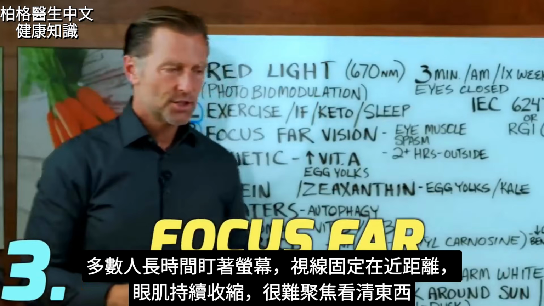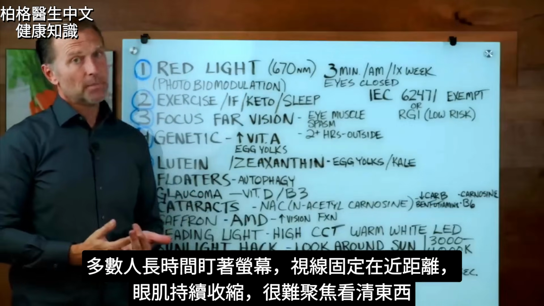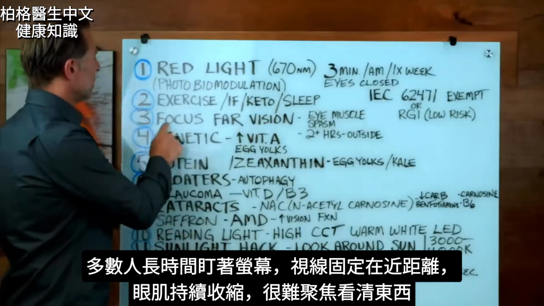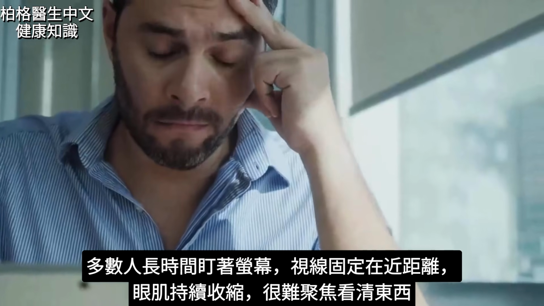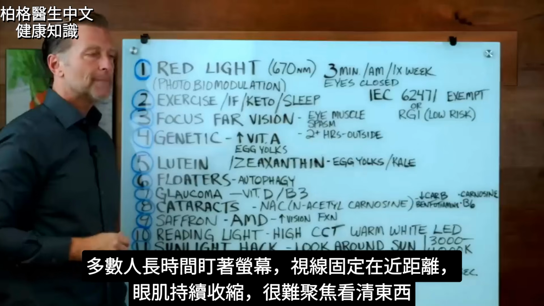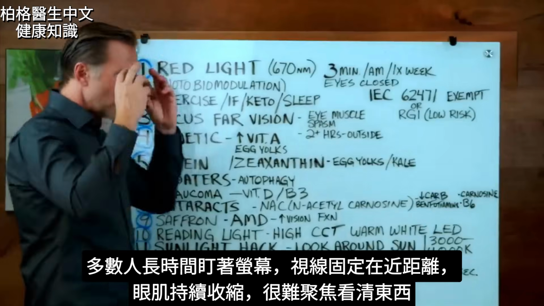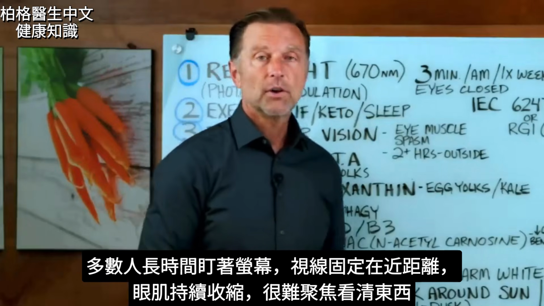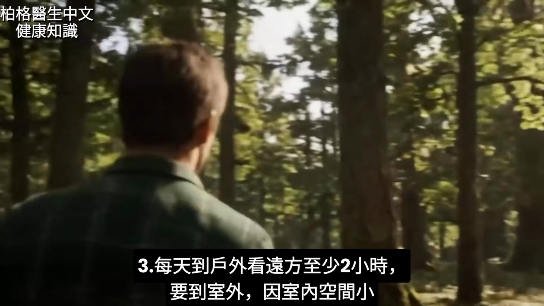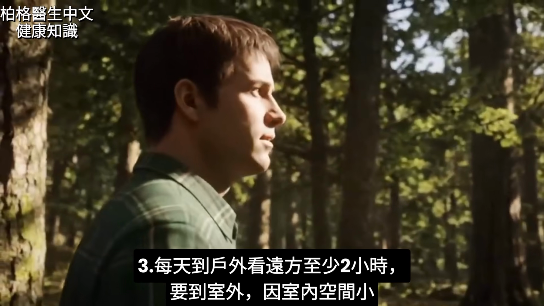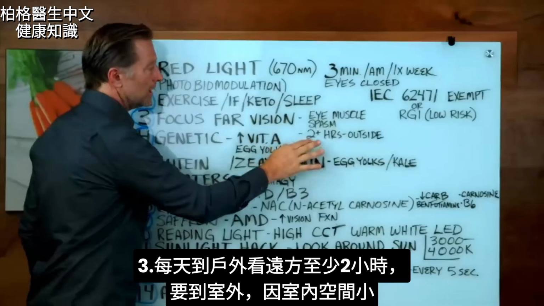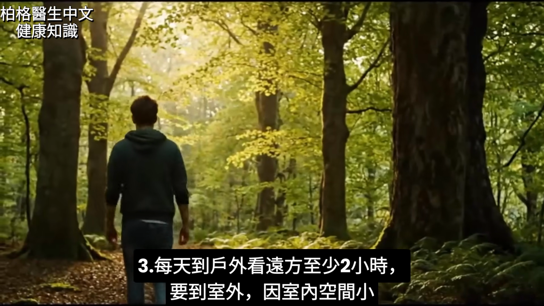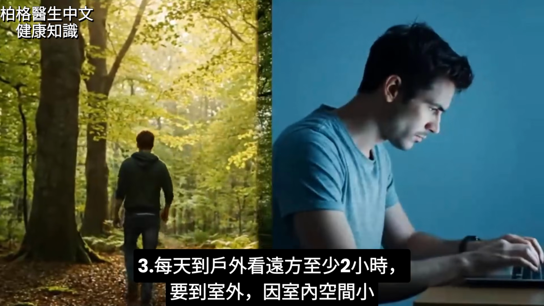Number 3 has to do with the fact that most people are staring at screens for quite some time, and so they're focused on a very close object. We need to reverse that because your eye muscles are in a contraction, and that's really going to affect your ability to focus and see things. Do it by going outside and looking at something in the distance for at least 2 hours a day, something out of your house, because in your house, you don't have much space.